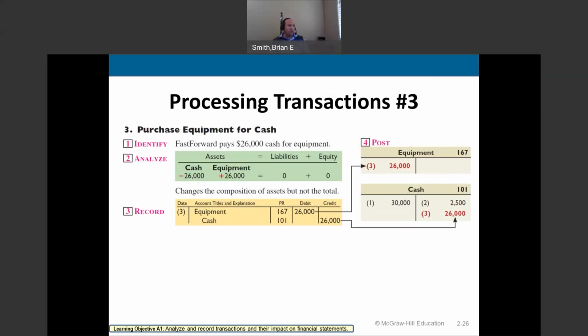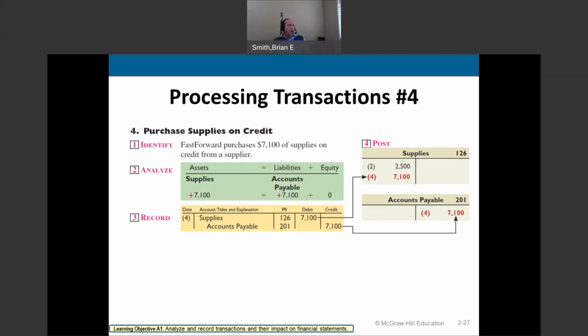Same thing with equipment here. Processing this transaction, cash $26,000 is going out, so it is a credit, and $26,000 worth of equipment is coming in. Okay. Supplies is increasing, but so is our liability. So we're debiting supplies $7,100 and crediting accounts payable $7,100. Remember again, I want to point this out. We're debiting supplies here. It's listed first. We're crediting accounts payable. It's listed second. It's indented, and it's listed as a credit, and we post them to their respective T accounts.